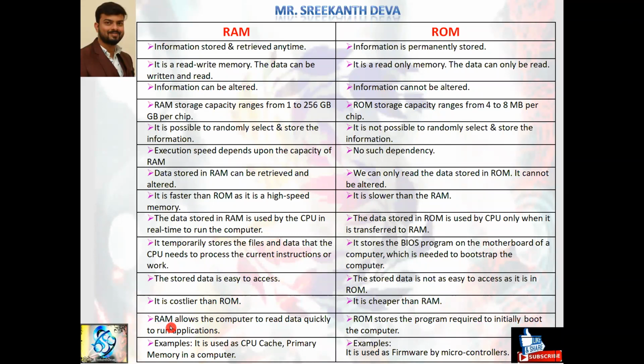Next point: RAM allows the computer to read data quickly to run applications. But ROM stores the program required to initially boot the computer. ROM consists of the inbuilt BIOS programs or instructions and operating system instructions for booting the computer. The best examples of RAM: it is used as CPU cache memory, like static RAM explained in the previous video, SRAM, and as the primary memory in a computer, like DRAM. The example of ROM is that it is used as firmware by microcontrollers. Firmware is nothing but a group of hardware and software.